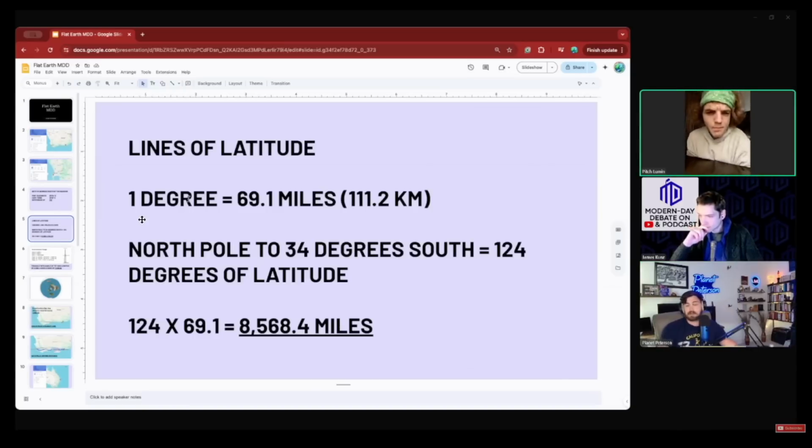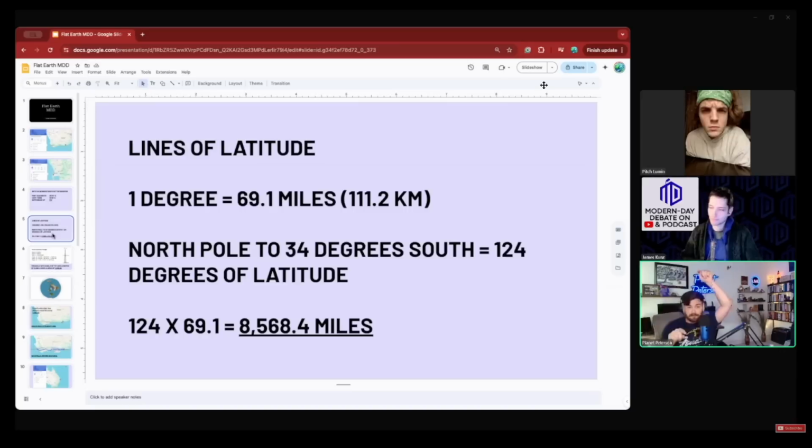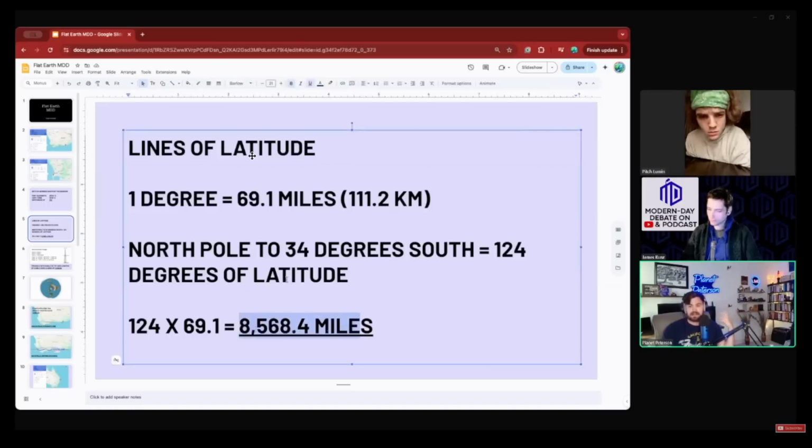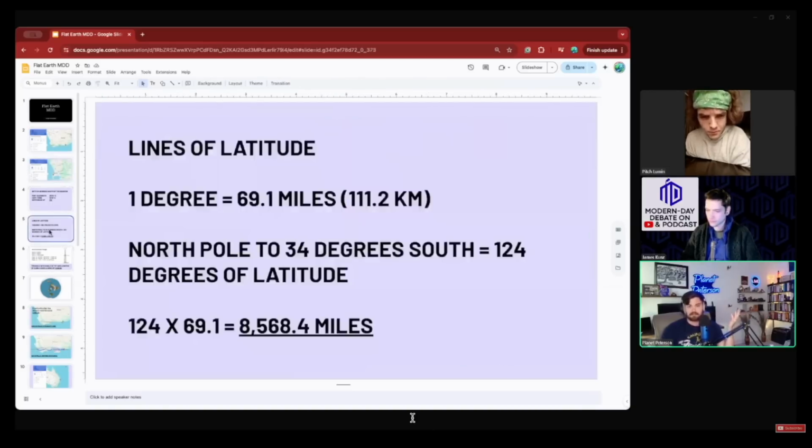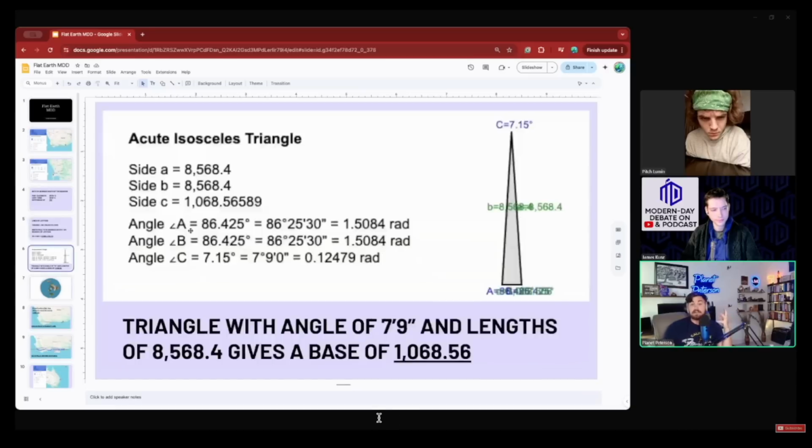No. Okay. So what we can do here is create a triangle. We go from the North Pole to Port Elizabeth, and we go from the North Pole to Cape Town. And the straight line distance would be 8,568.4 miles approximately from those points that I created. So you can create a triangle out of that, with the distance from each city to the North Pole as the sides of the triangle. We know the angle for that triangle. It'd be 7.15 degrees if you change minutes to decimals.